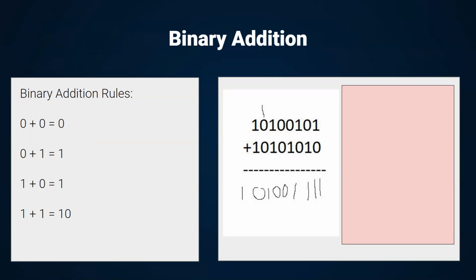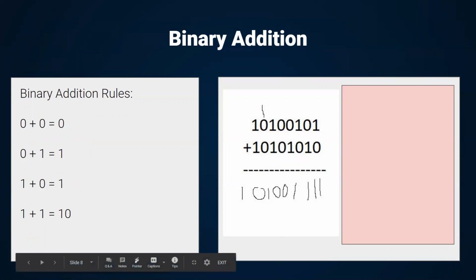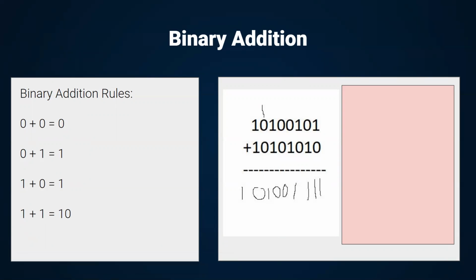But then we have 1 plus 1. This is where things get tricky. We have to carry the 1. As you can tell, I put 1 plus 1 equals 10, but it's not ten, it's 1, 0. So you keep the 0 in that place value, and then you carry the 1 to the next digit, and you add those. So 1 plus 0 plus 0 equals 1.